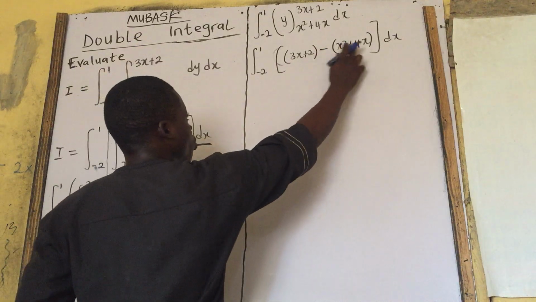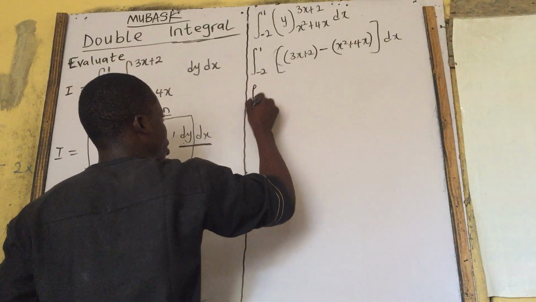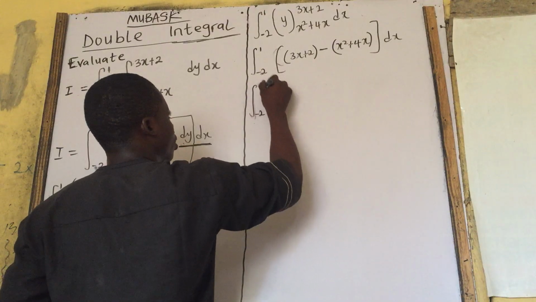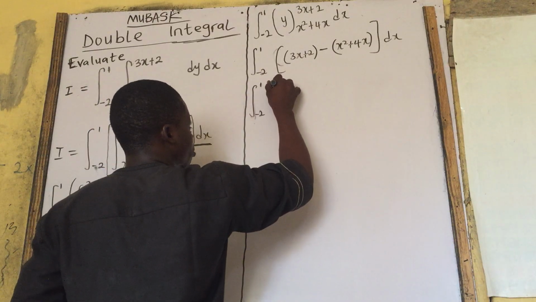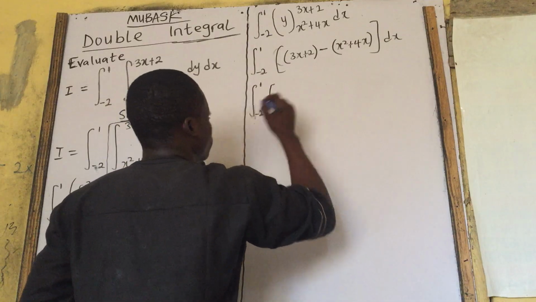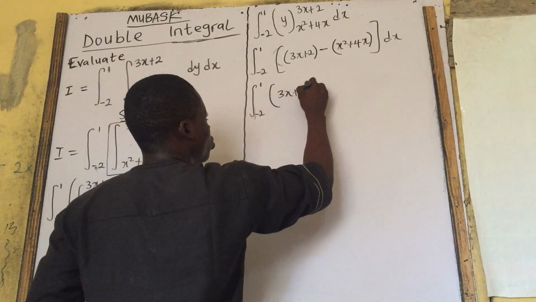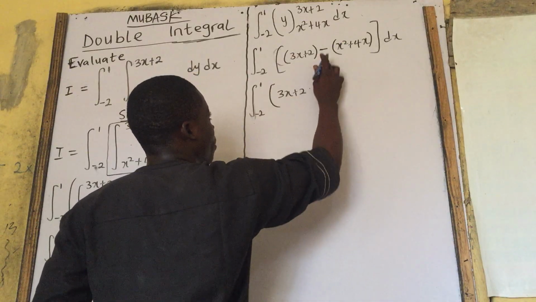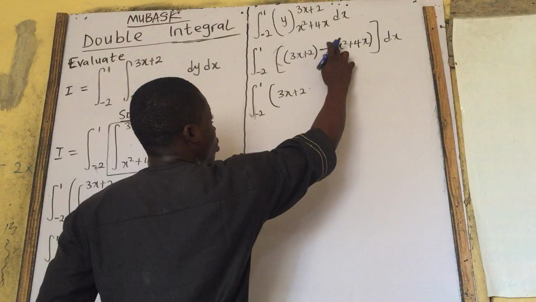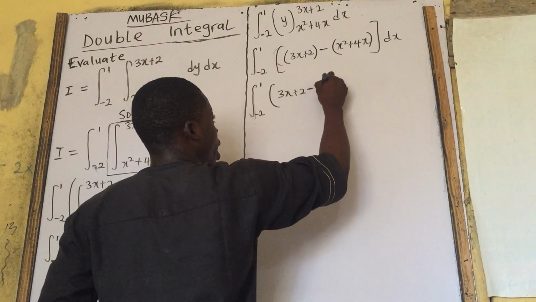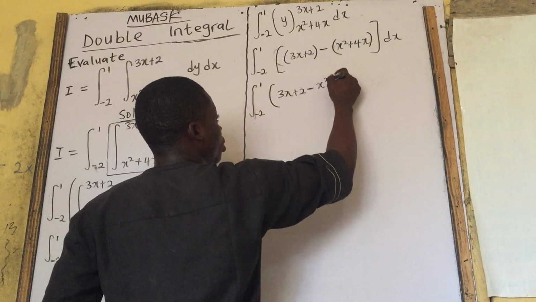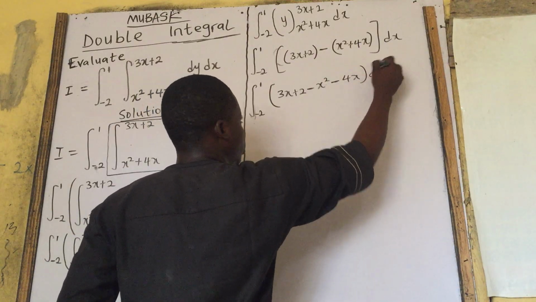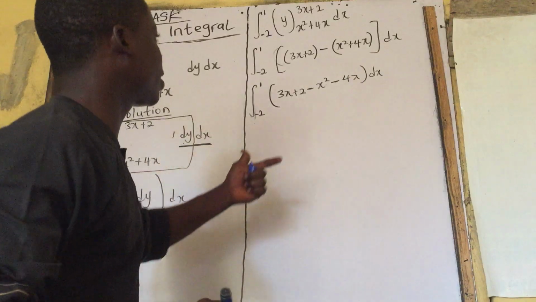Let us use this minus to open the bracket. By opening the bracket again, integral from minus 2 to 1, open bracket, 3x plus 2, minus times plus is plus, minus times plus will give us minus x squared, minus times plus will give us minus 4x, close bracket, dx. So we have integrated into what?